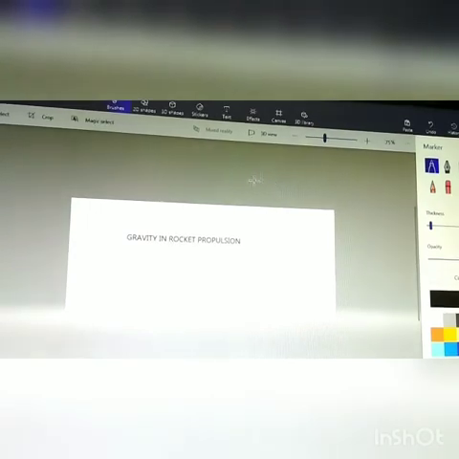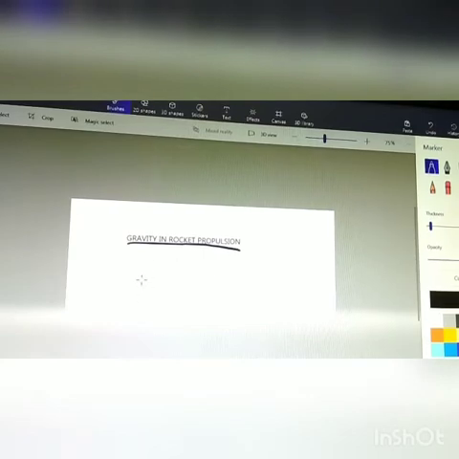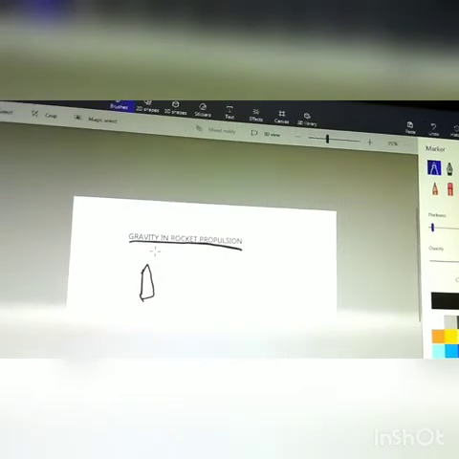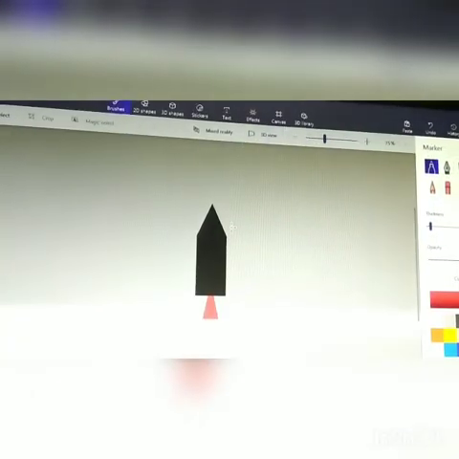Now I will be discussing gravity in rocket propulsion. What does gravity in rocket propulsion mean? It is the change in gravity on a rocket which is boosting forward into the Earth's upper atmosphere. So how does gravity affect the movement of rockets? Here is a simple rocket. This rocket is going upwards. Let's say it's propelling forward, meaning that it will go up into the atmosphere.